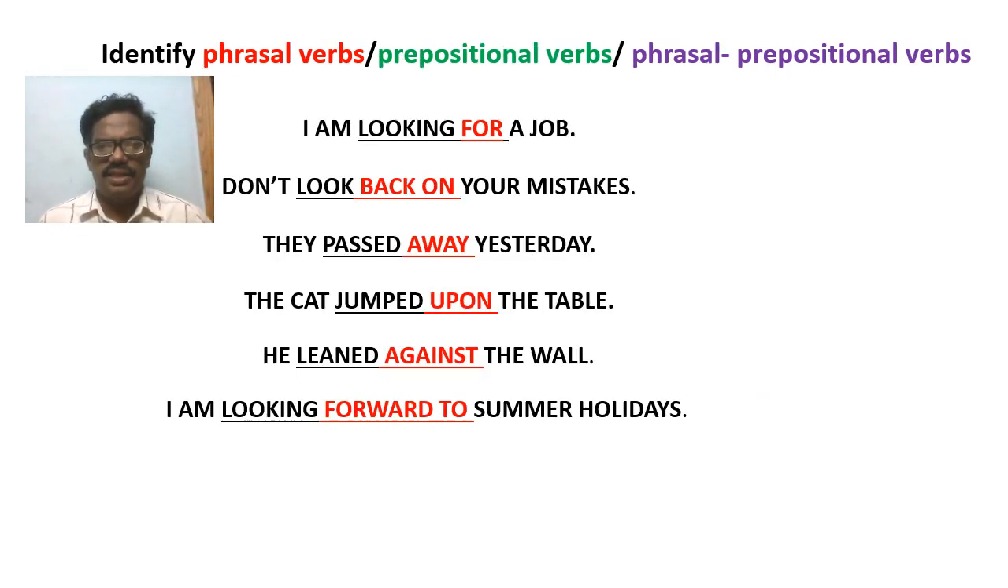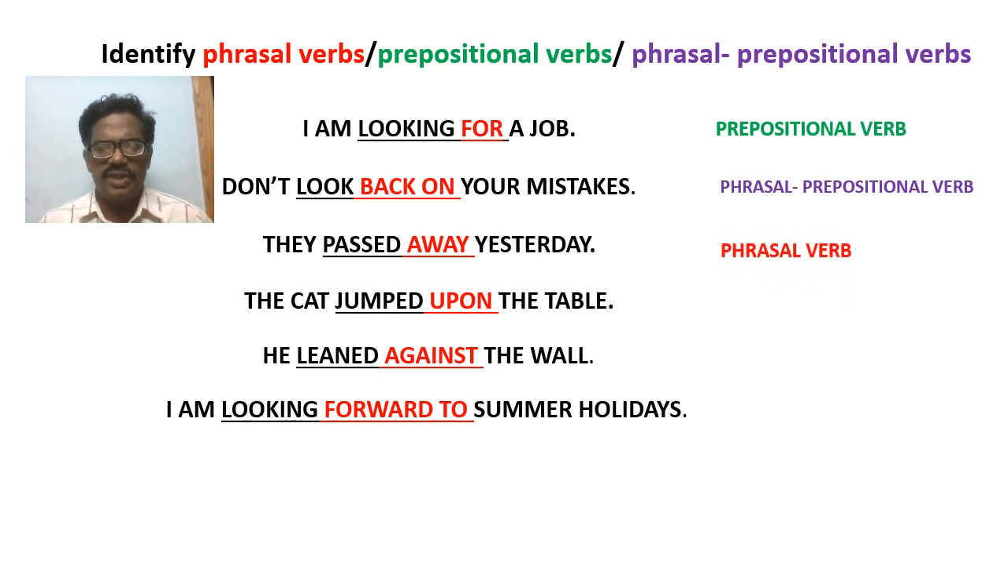In this set, the first example has a multi-word verb looking for. It is a prepositional verb because here the particle for cannot be separated, cannot be placed after the object, that is a job. And the second one, the multi-word verb is called phrasal prepositional verb. It is because it has two particles, that is back, on. And in the third one, passed away is the phrasal verb because after the particle away there is no object.